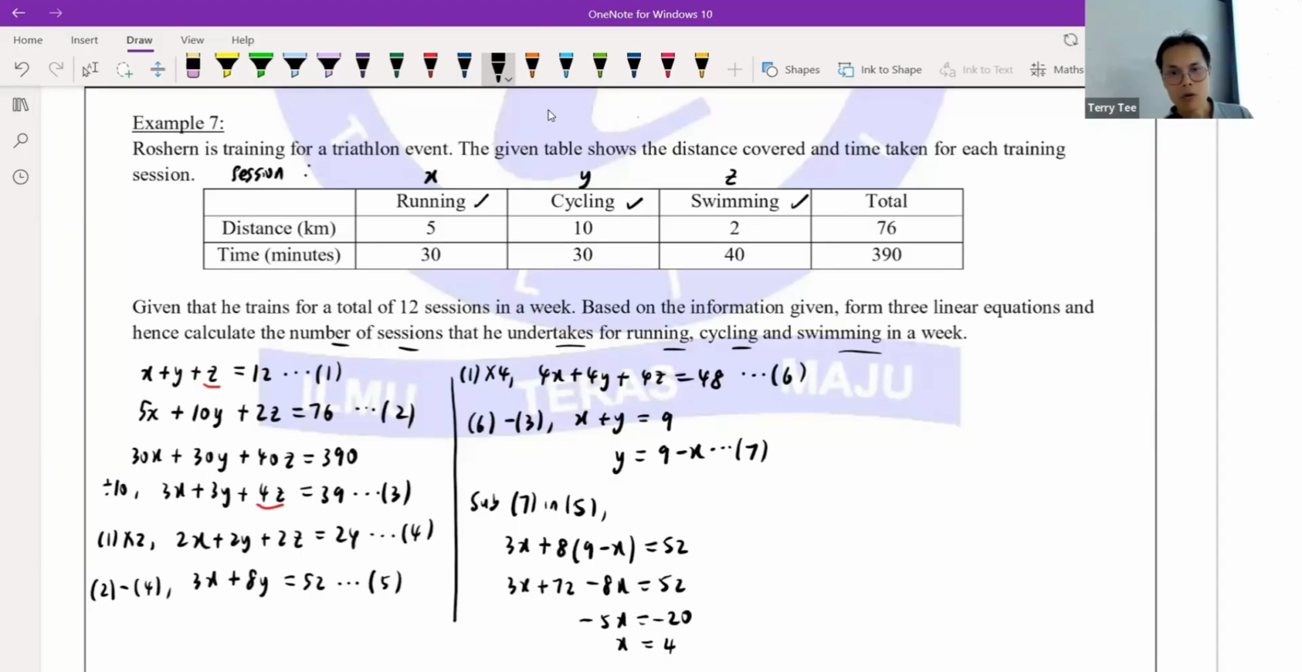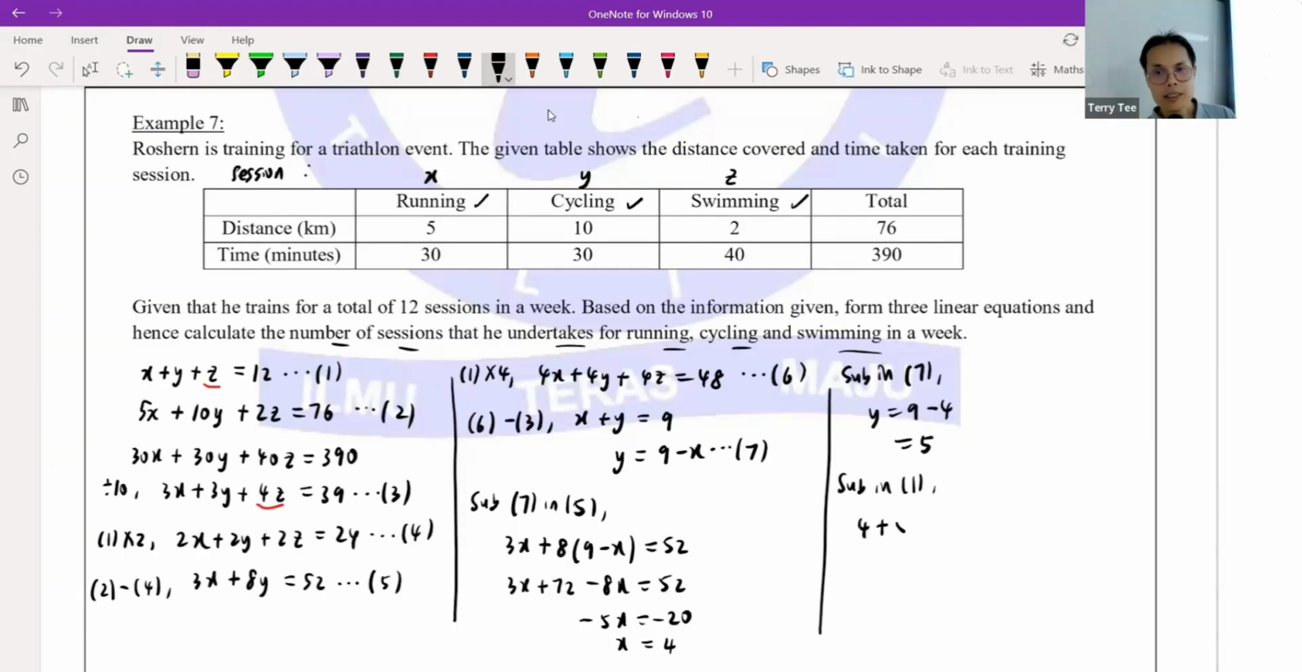X is 4. Okay. Now that you got the X value, right? So let's sub inside equation number 7 to find your Y. My Y is 9 minus 4 equals 5. And sub inside equation 1 to find my Z. So 4 plus 5 plus Z is 12. Z should be what? 12 minus 9, 3. So that means what is X? The number of sessions for running. Y is the number of sessions for cycling, and Z is the number of sessions for swimming.